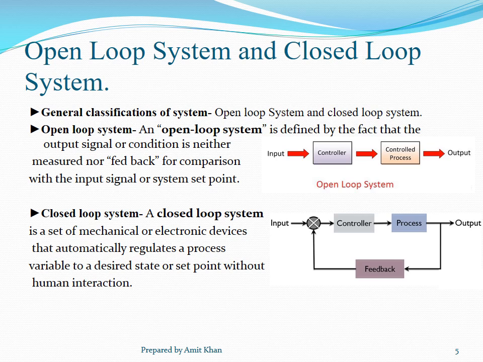Next is open loop system and closed loop system. An open loop system is defined by the fact that the output signal or condition is neither measured nor fed back for comparison with the input signal or system set point. In the block diagram of open loop system, we can see the input, then controller, then control process, then output. So the output of the controller directly gets into the control process, and there is no feedback loop. So the control process directly gets to the output.